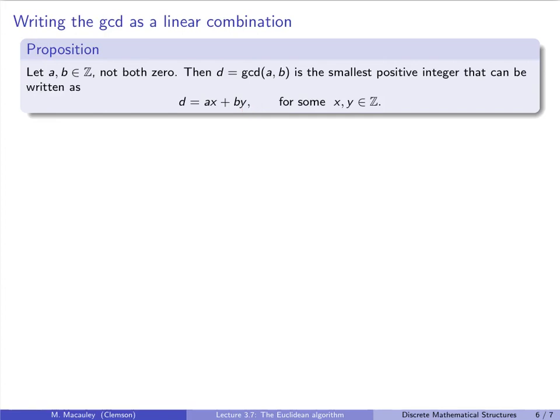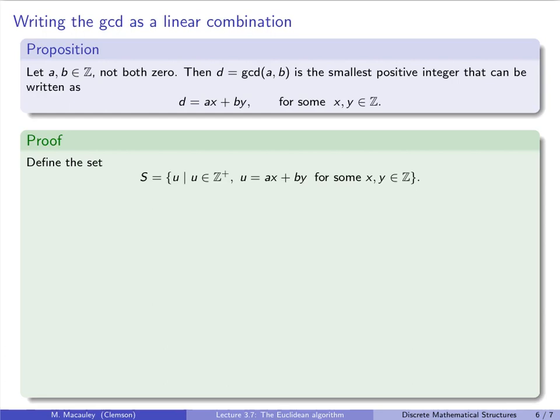Okay, so here's the proposition. Let's let a and b be integers, as before. Both of them can't be 0. And let's let d be the GCD of a and b. Then d is the smallest positive integer that can be written as ax plus by for integers x and y. So what this is saying is a and b are fixed, and we can let x and y be any integers we want to. The smallest positive number that we can achieve is actually the GCD. Okay, let's see why this is true.